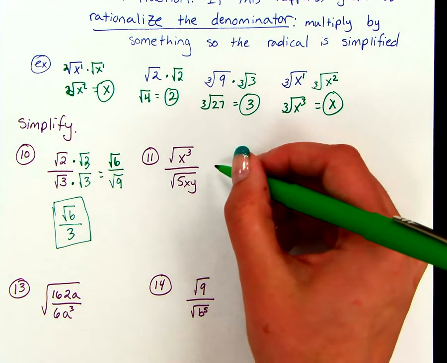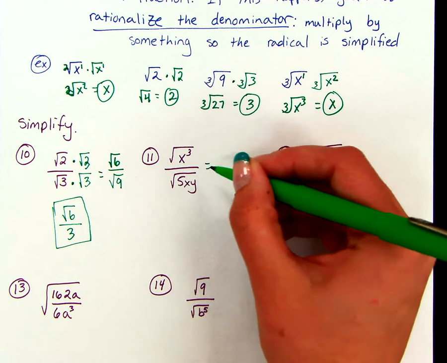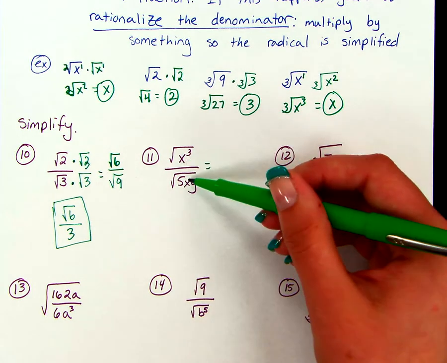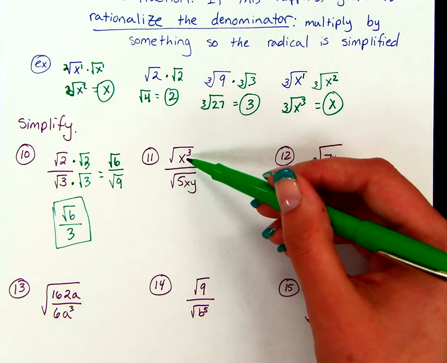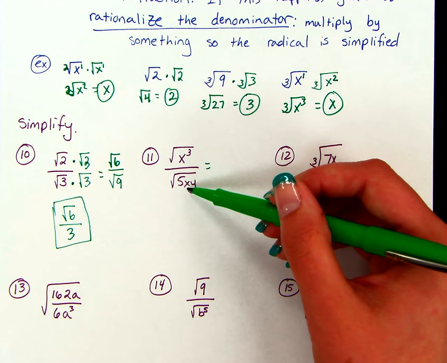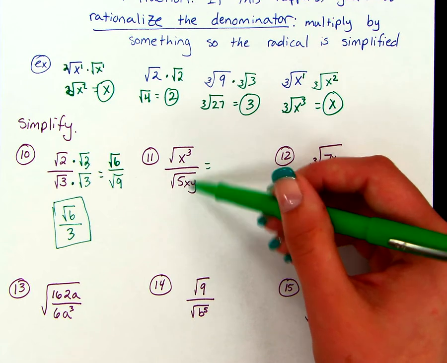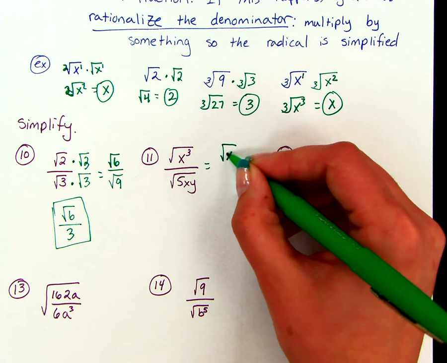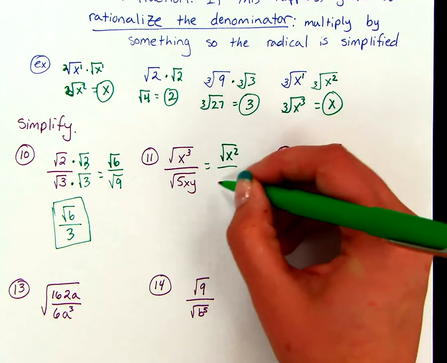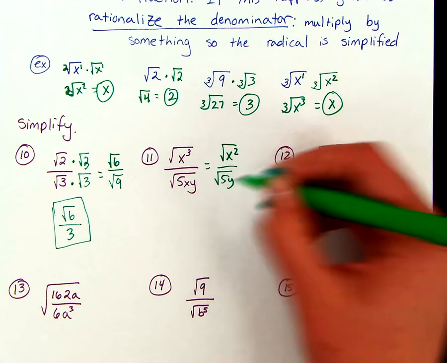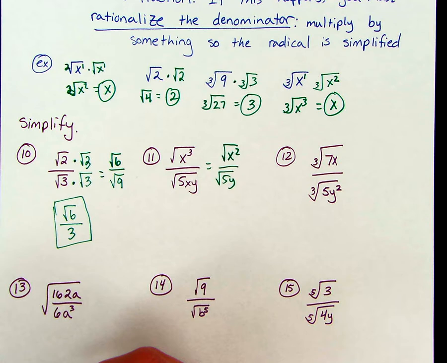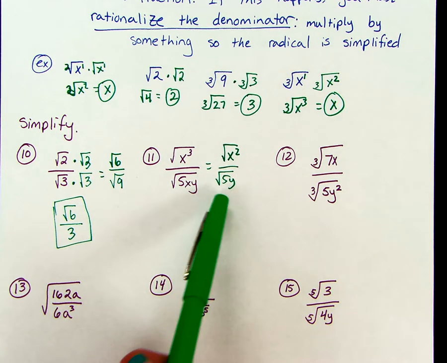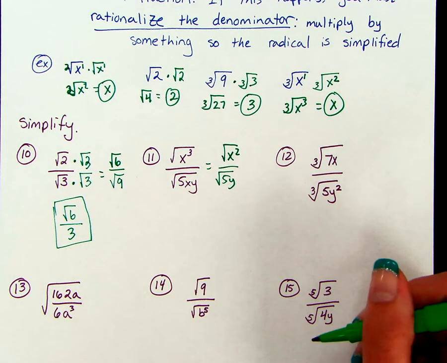All right, next one, same thing. We have square roots. On this one, we can simplify our fraction because we have an x cubed in the numerator and an x in the denominator. If we simplify those, we can subtract those exponents. So in the numerator, we'll have the square root of x squared over the square root of 5y. And again, we can't have that radical in the denominator.